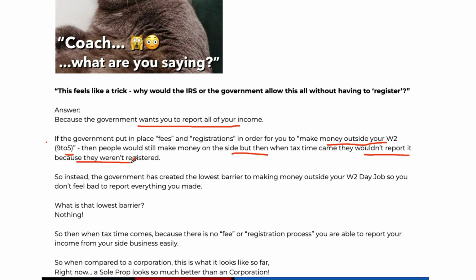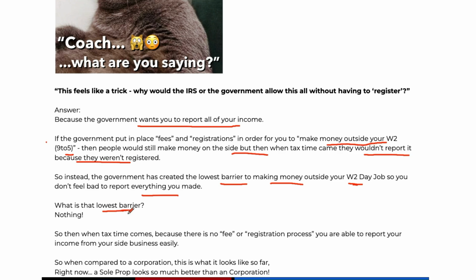And so the government has created literally the lowest barrier to make money outside of your W-2 day job, so that you don't have to feel bad about reporting everything that you made. And so what is that lowest barrier that they've established? Nothing. There's no barrier for you to just go out there and, by default, automatically, you are a sole prop.